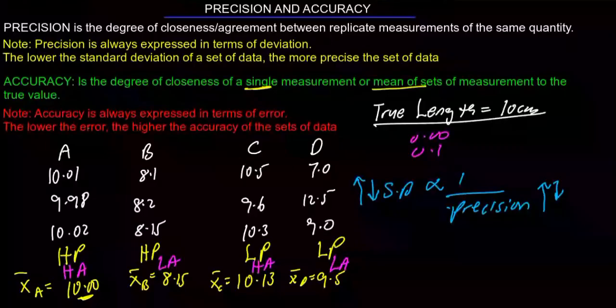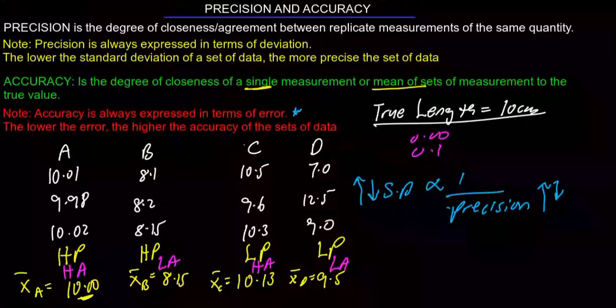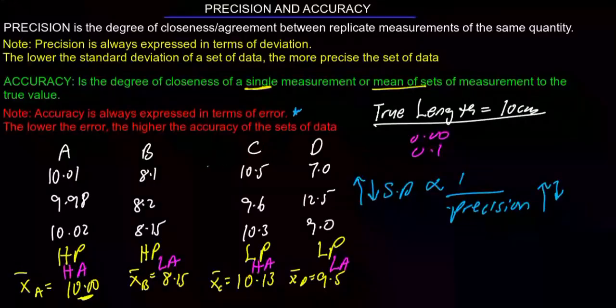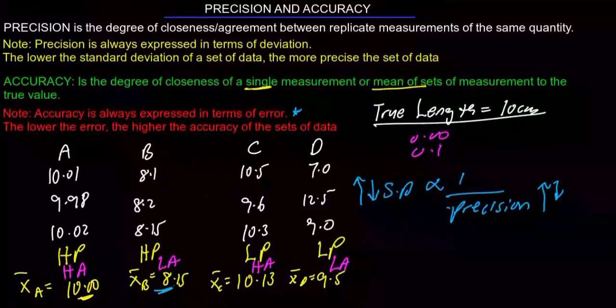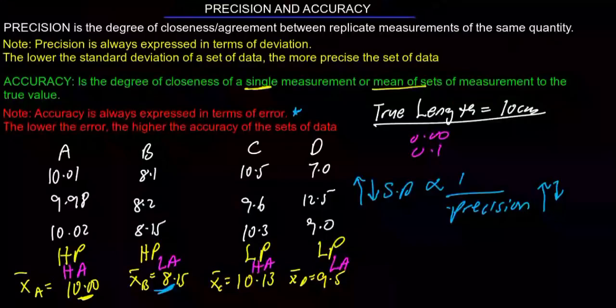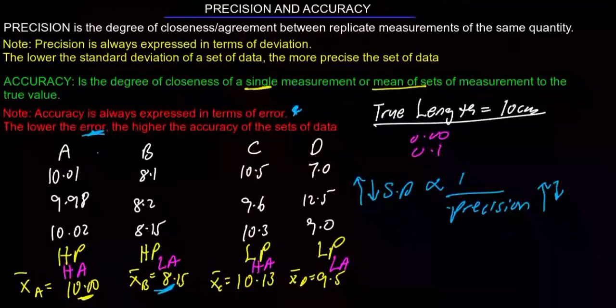Next one, accuracy is always expressed in terms of error. The lower the error, the higher the accuracy of the set of data. It makes sense. Remember that we always relate the accuracy to the true value. So if your measurement is far away from the real value, you know that you are making error. So that's why accuracy is always expressed in terms of error. So the lower the error, the higher the accuracy of the set of data, and that is it.